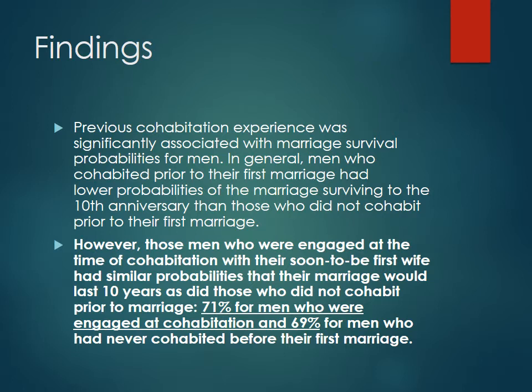But the interesting thing was that the men, because they're just looking at the male component of it, they were saying that 71% of those were divorced at the 10-year mark if they were engaged prior to cohabitating, versus 69% who had not cohabitated beforehand. So that's only a 2% difference. It's not that big of a deal, right?